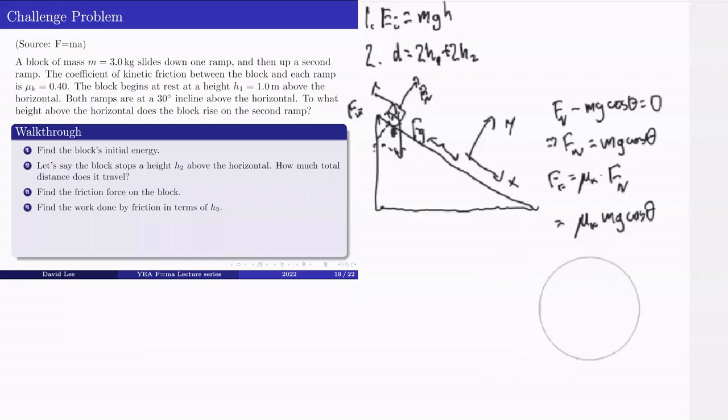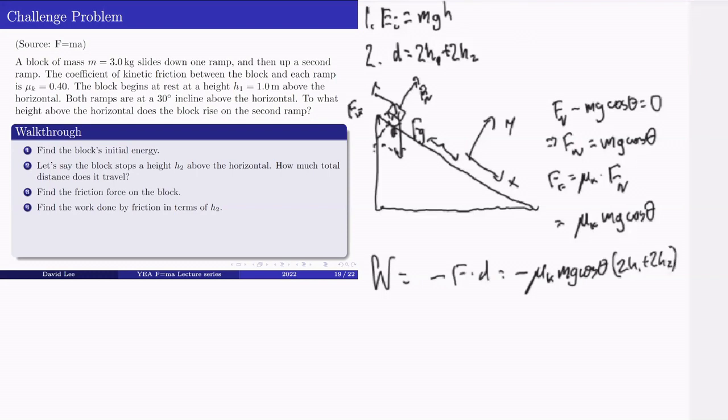All we need to do to find the work done by friction is just work equals negative, because opposite directions, work equals negative force times distance. We know our friction force, it's mu k mg cosine theta, and we know our distance. That's the distance we found in part 2. So this is the work done by friction.